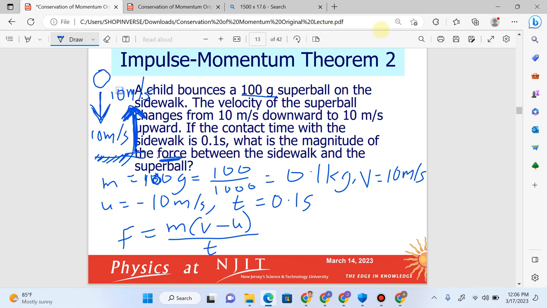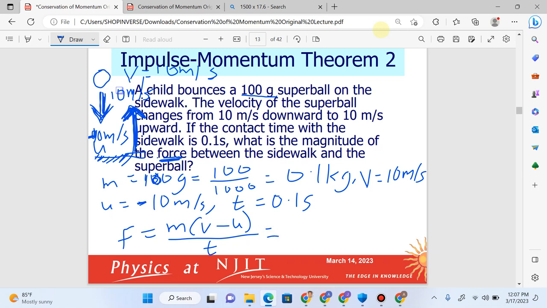Since when it is bouncing back, we take that as our final velocity, which is 10 meters per second. Therefore, the direction that is opposite to that, which is our initial velocity, will be taken as the minus sign. So we are giving minus sign to our initial velocity as minus 10 meters per second. That is how this minus got here, as the initial velocity is minus 10.